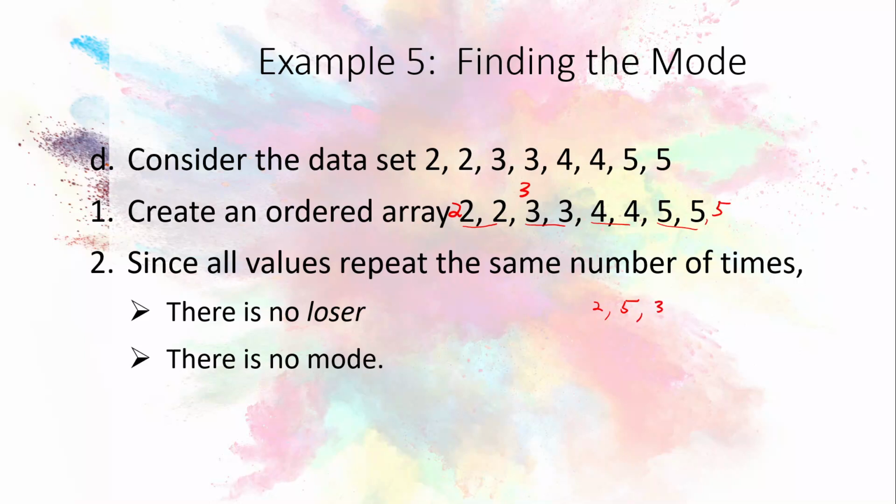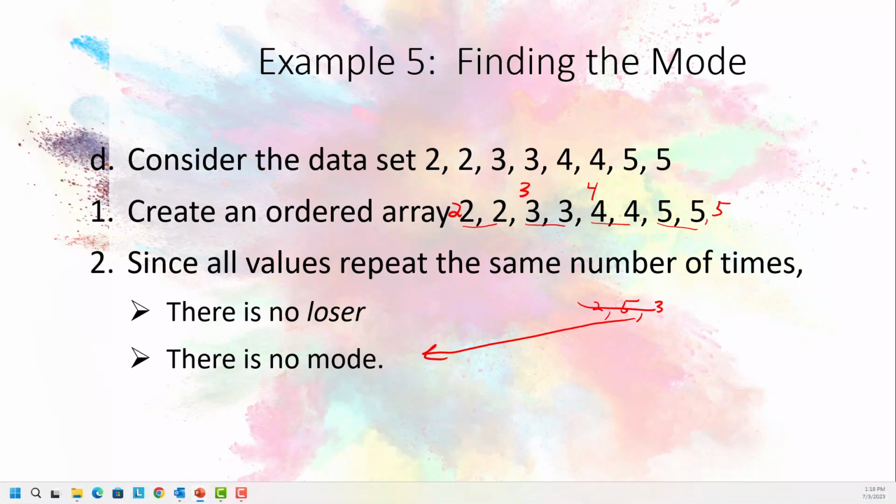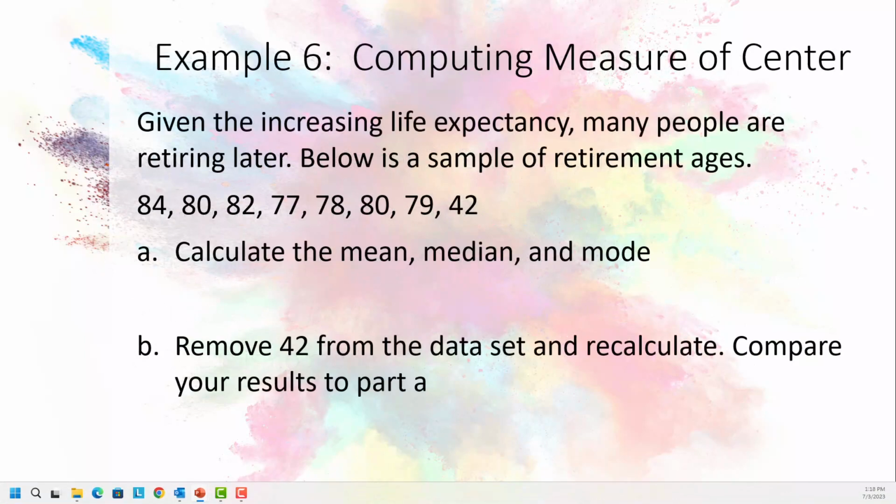However, if there was an additional 4 here, we would be back to "no mode," because once again there is no loser. And for my last example, I want to look at this particular problem.